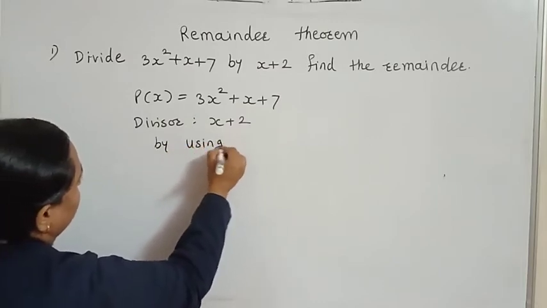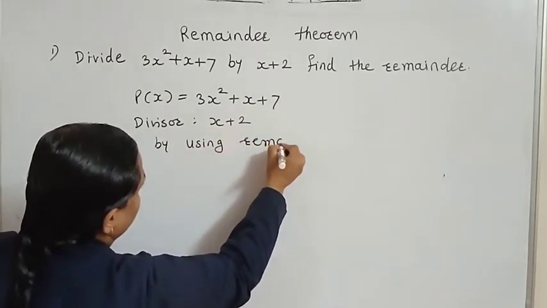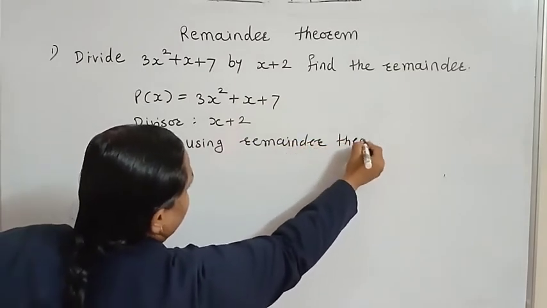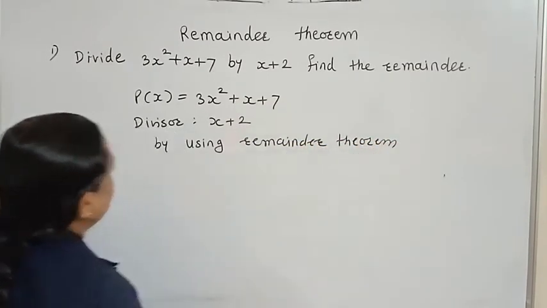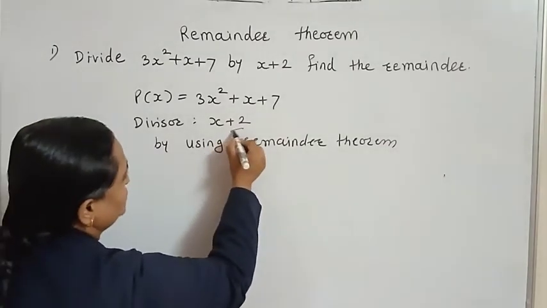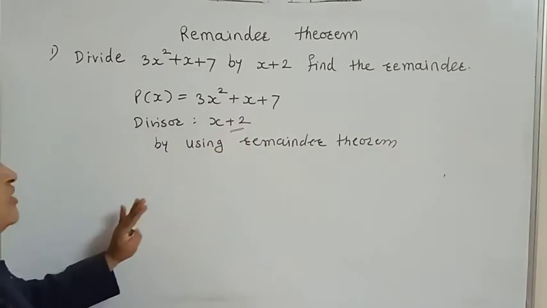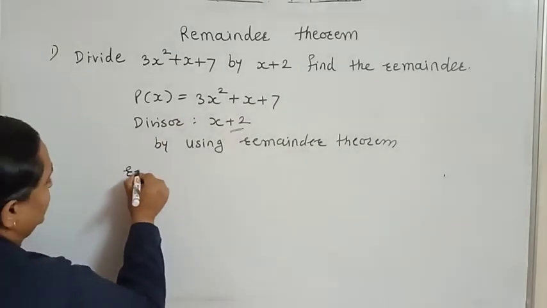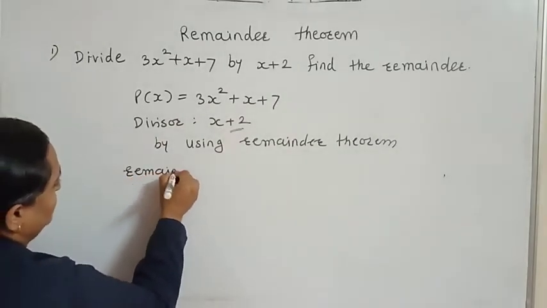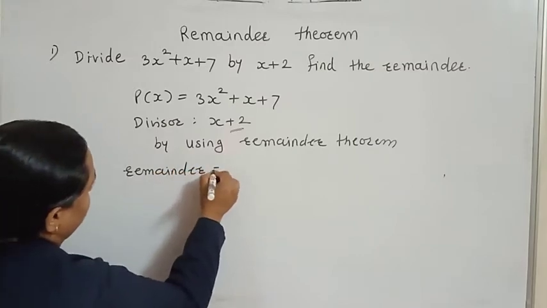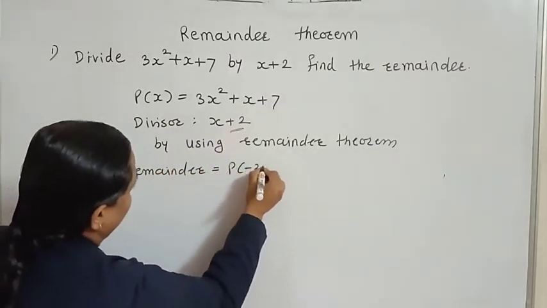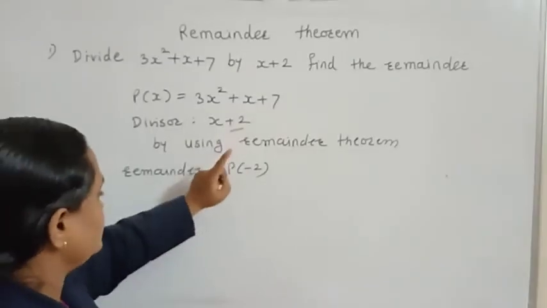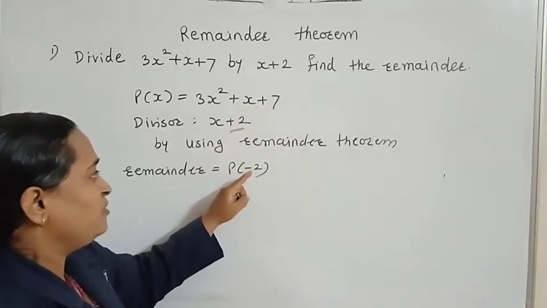By using remainder theorem. Now see here it is plus 2. Then the remainder will be p of minus 2. By using remainder theorem, remainder is equal to p of minus 2. Always you have to take the opposite number of this. Then remainder is p of minus 2.